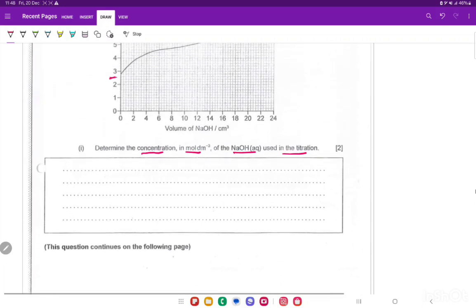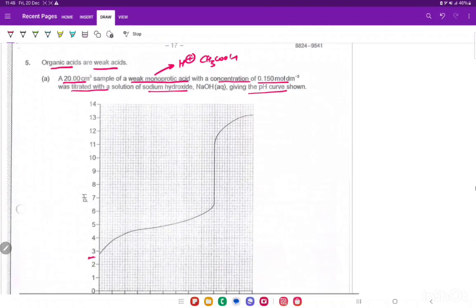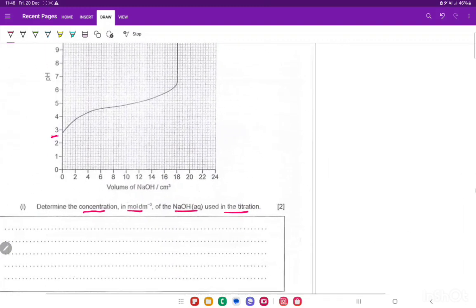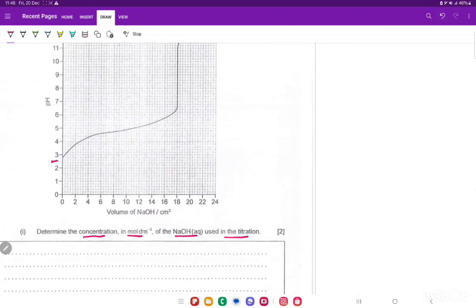We want the concentration of NaOH, and the concentration of the acid is given to us, and the volume of the acid is given. When I have the volume of acid, from this graph I will find out the volume of NaOH. This is my equivalence point range, and the corresponding volume will be around 18, 19.